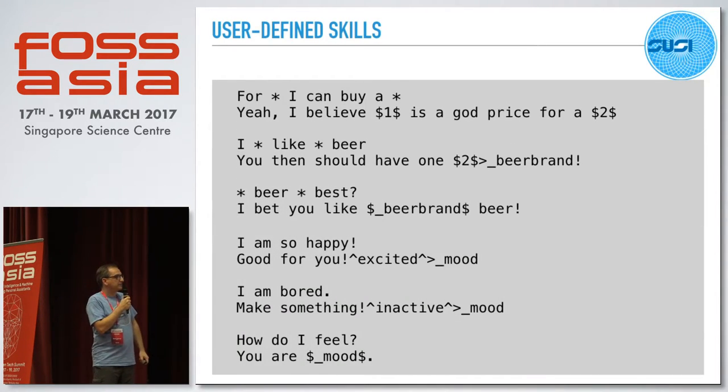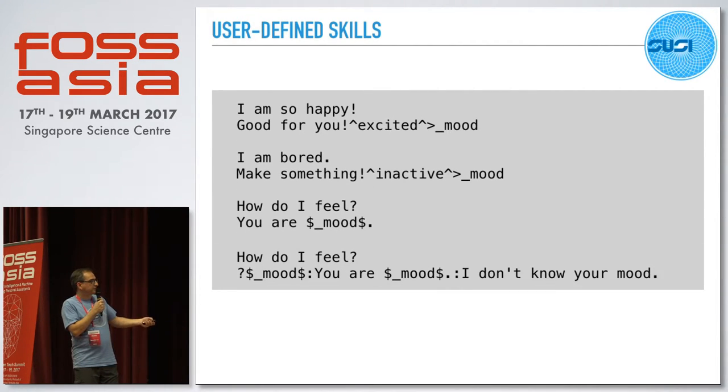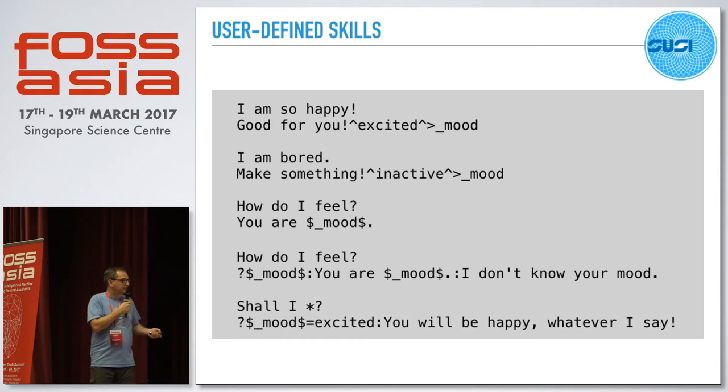You can assign some status variables which are not shown in an answer, but then used afterwards. You can use decision points, if variables are set, and have different answers depending on it. And you can have, of course, comparisons.